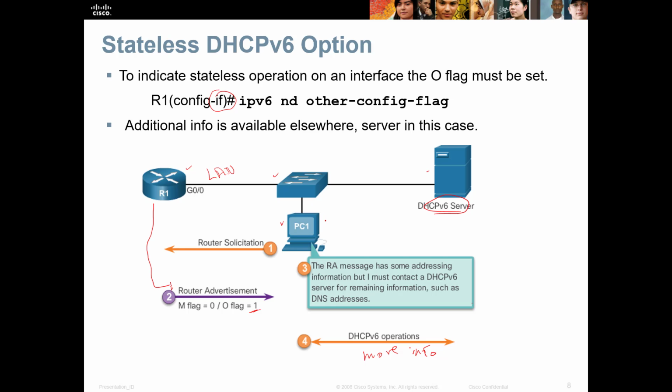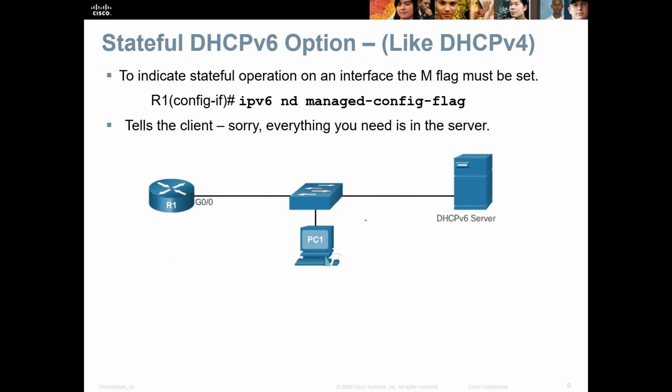In the end, you're going to make your own address. Okay? It's stateless. You're going to make your own address. But I don't have all the information you need, so I'm going to get you in touch with the server. Okay? So that's getting both methods involved. So you see a little bit of the DHCPv4 approach, but it's still, you got to make your own.